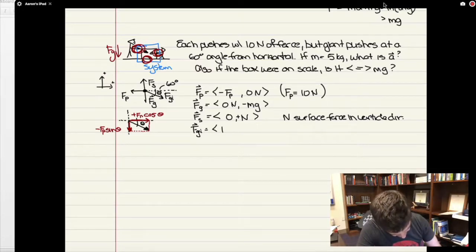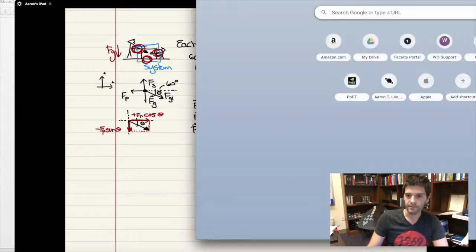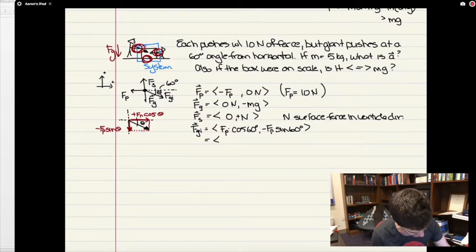So then this would be F push, or 10 newtons, cosine of 60 degrees, which is a half, and then negative F push sine of 60 degrees, or root 3 over 2. We will eventually need a calculator, so I will get that ready. All right, so this is Fp divided by 2, and then this is root 3 Fp divided by 2.